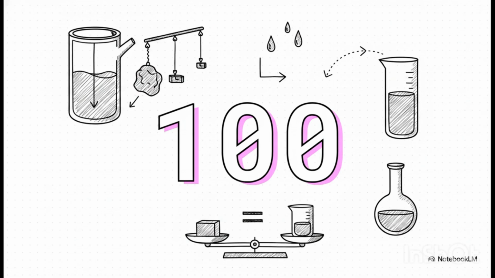Think about the number 100. Say you weigh a solid in the air, and it's 300 grams force. You drop it completely into the Eureka can, and the scale now says 200 grams force. It just lost exactly 100 grams force of weight.